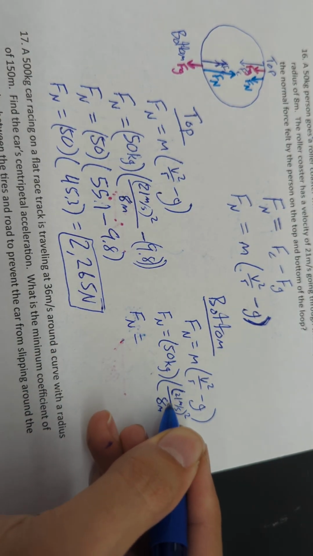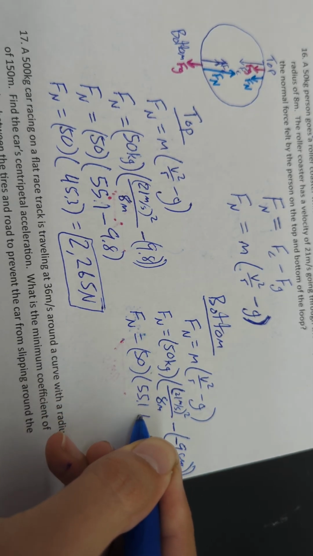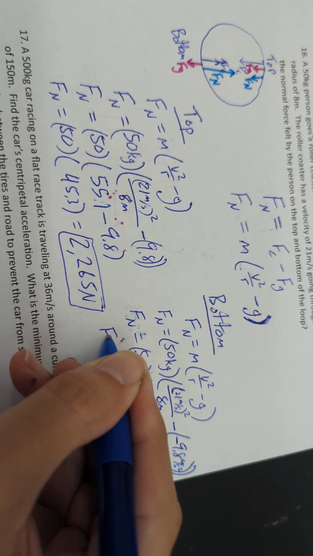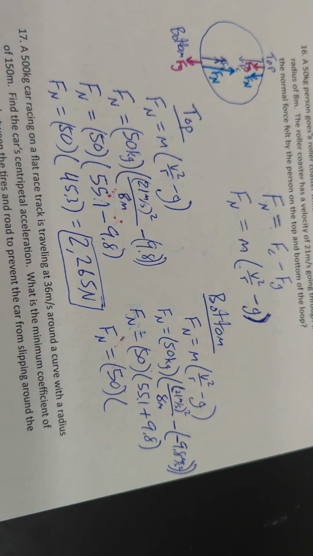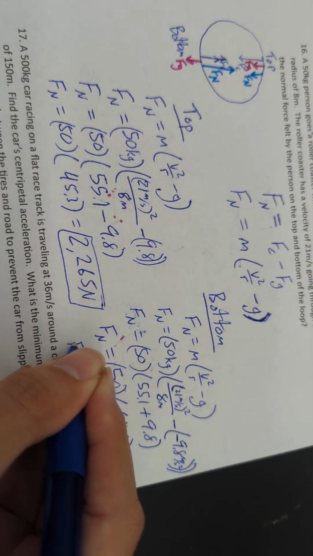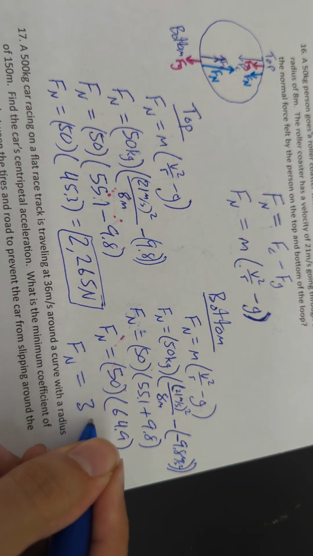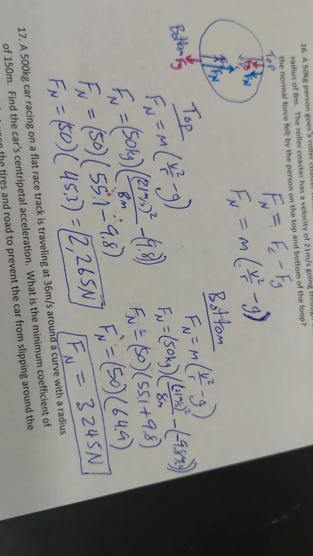And we know, we multiplied all that together before. We know that this equals 55.1, but in this case, we are adding 9.8. So our normal force would be 50 times 64.9. This is a lot. Times 50, 3,245 newtons. That is not a comfortable amount of force to feel.